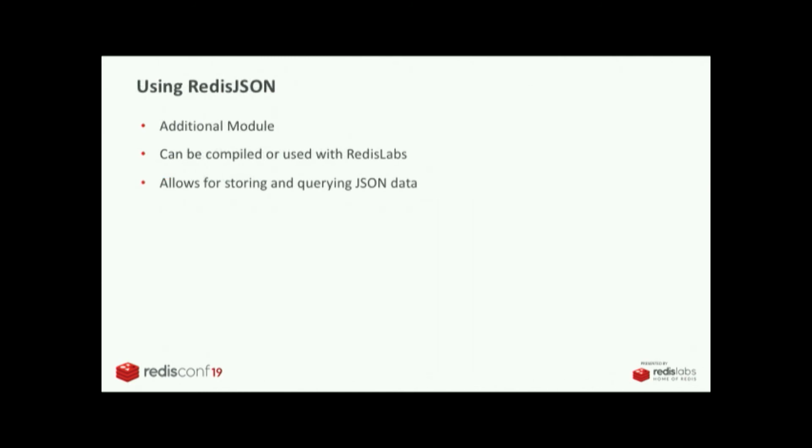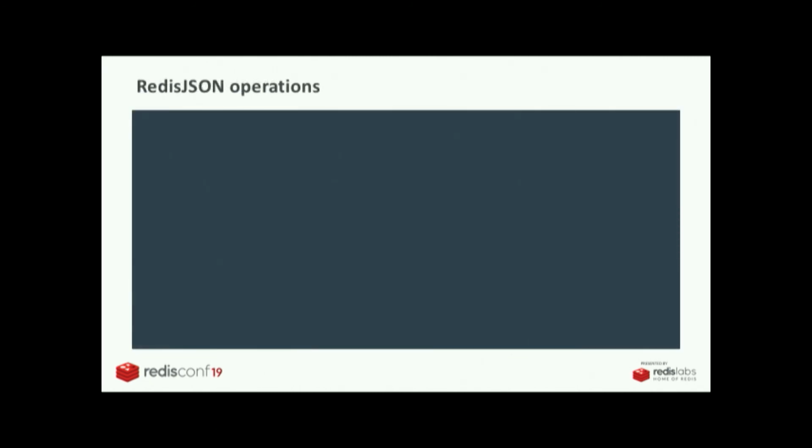So Redis JSON, it's a module. You can compile it in. It's actually pretty easy, easier than trying to put Apache modules in, but it uses the same sort of syntax, loadmodule and then a path. Or Redis Labs, Redis Enterprise has it built in for paying customers, and it allows you to store.